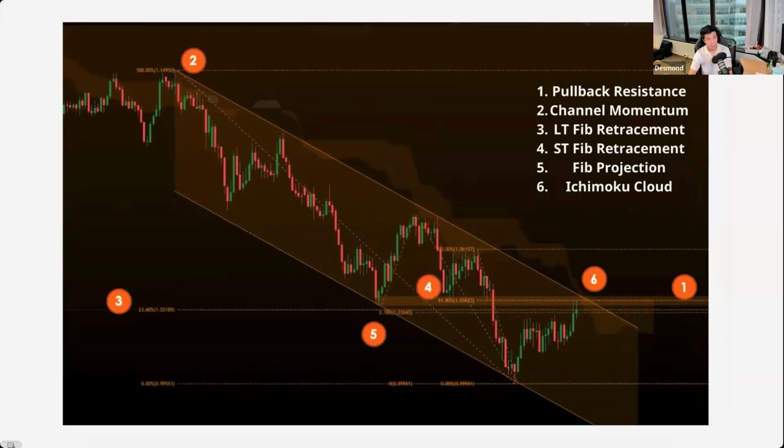Notice what I have then is, I call it stacking probabilities. Let me just have it over here. If it's just a pullback resistance, maybe we have a 30% chance of being profitable. With channel momentum, we have 10% more. With a long-term Fibonacci retracement, we have another 15% chance, slightly better of being correct. If we have a short-term Fibonacci retracement, maybe we got 10%. We got a Fibonacci projection, not bad, maybe 5%. And we got the Ichimoku cloud, another 5%. Notice that by itself, it is unlikely to be profitable. But if you combine them, you got 30, 40, 55, 65, 70, 75%. Maybe you have a 75% chance of being profitable if you combine it, stacking probabilities.